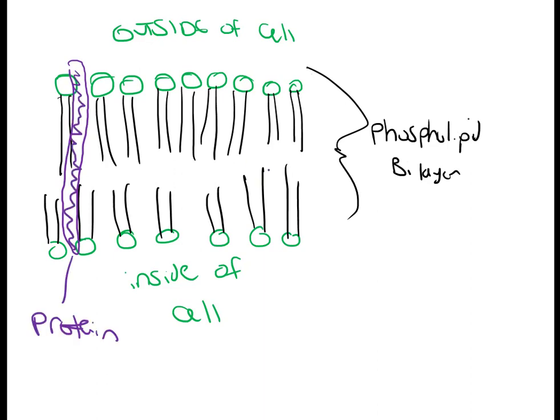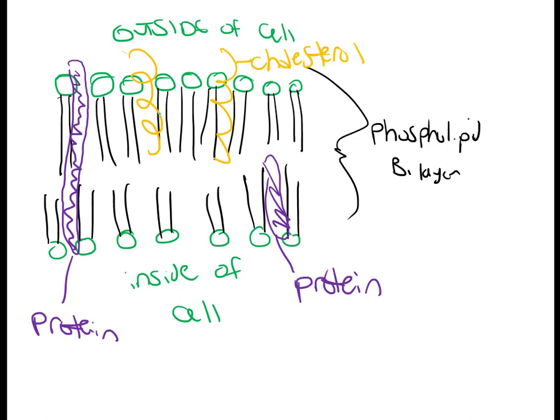There could be some proteins that only go halfway through. You also have some cholesterol. I'll draw it like this. Okay, this is cholesterol in your membrane. You also have some carbohydrate sugars in your membrane. That's basically what the cell membrane looks like.